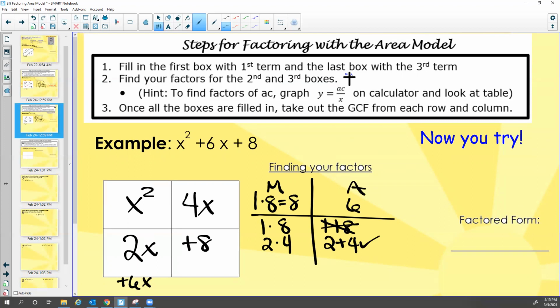So what's the greatest common factor between x squared and 2x? X. What times x equals x squared? X does. What times x equals 4x? Positive 4. What times 4 equals 8? Positive 2. Is 2 times x 2x? Yes, it is. So my factors are x plus 4 times x plus 2.